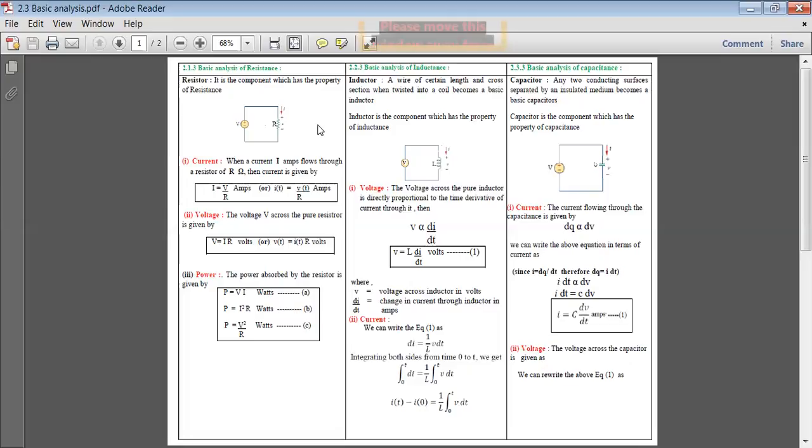Then what is the formula for the voltage across the coil? V is directly proportional to di by dt. V is equal to L into di by dt volts. This is the standard formula.